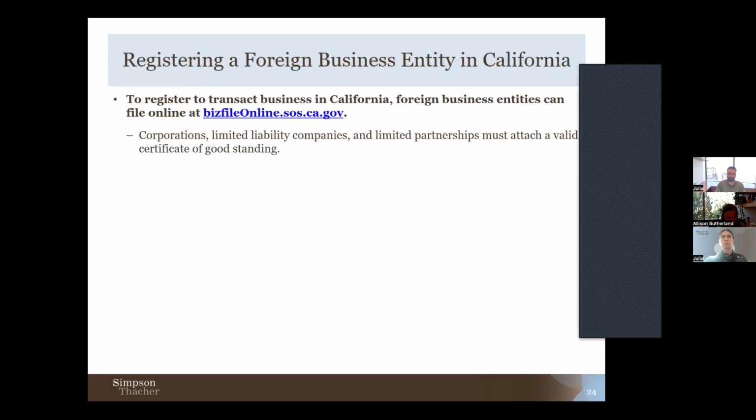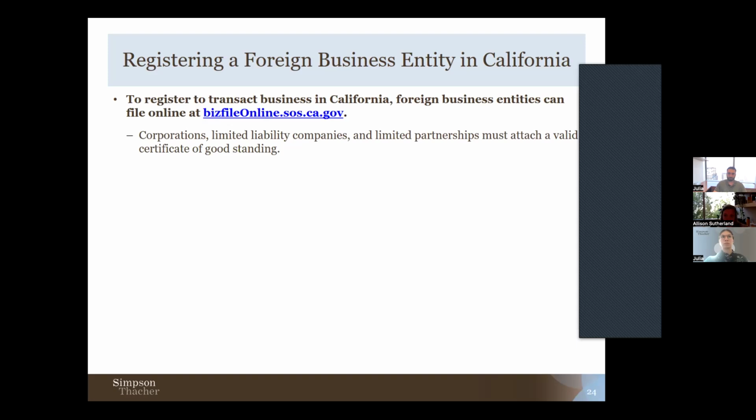So for the process of registering your foreign business entity in California, you can file online at the link that we provided. In terms of corporations, LLCs, and limited partnerships, they're required to provide a valid certificate of good standing. You can typically get this certificate from the Secretary of State of the state where your business is registered, or from your equivalent agency office in your home state or country.